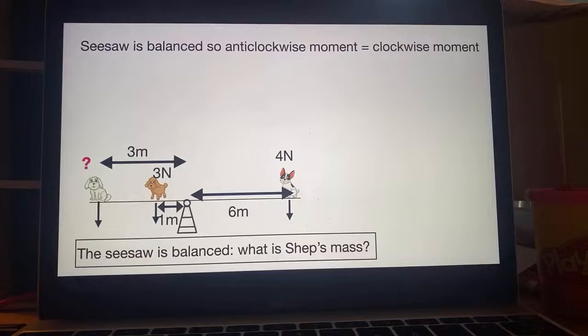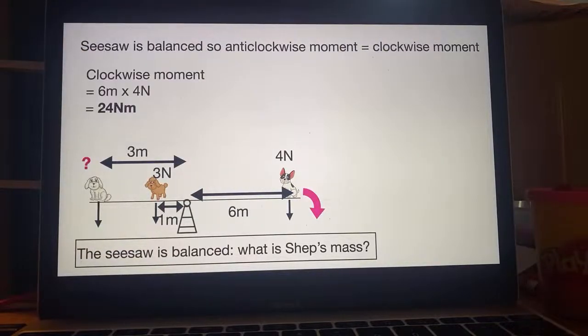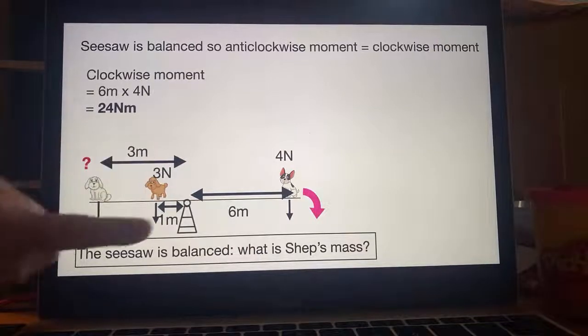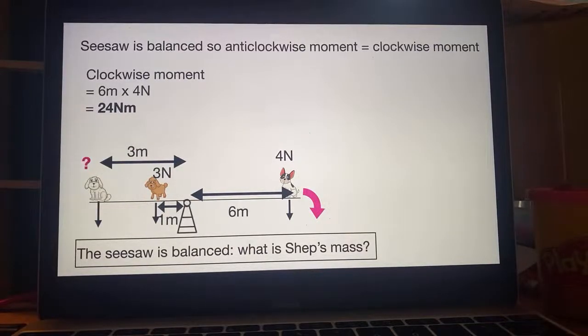All right, so to help out the people that are struggling, the next thing that I would do is, like I say, just write that out using these numbers. So the clockwise moment is, well, I'll just work it out actually. The clockwise moment is 6 meters times 4 newtons. So you know that there's a clockwise moment acting on the seesaw of 24 newton meters. So you know that all the moments added together on the left-hand side must also equal 24 newton meters.